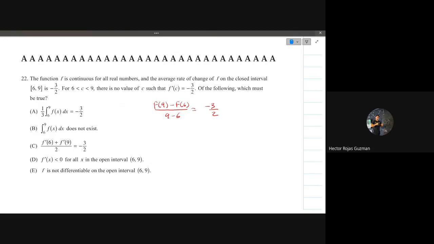Well, this already kind of is implying the mean value theorem, because the mean value theorem says that the average rate of change will equal the instantaneous rate of change at some number c within the interval from a to b. But the function must be continuous and differentiable. And the problem says that it's continuous, but it doesn't say that it's differentiable. So that means the answer has got to be E.